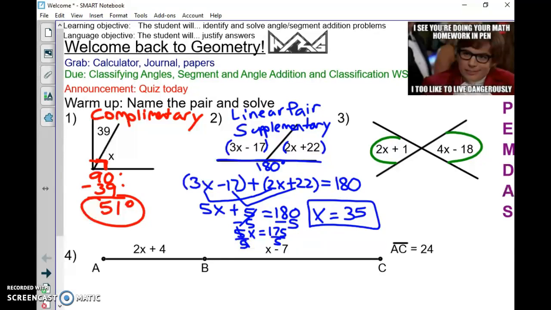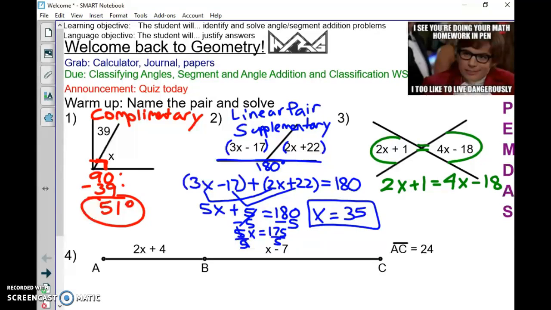Are they going to add up to something, or are they equal? What do y'all think? Okay, equal, yes. So if they're vertical angles, we know they are what we call congruent. They're equal. So essentially, I'm doing that. This time I'm not going to add them. I'm putting an equal sign between them, right? I call that setting them equal. So let's do that. 2x plus 1 equals 4x minus 18.